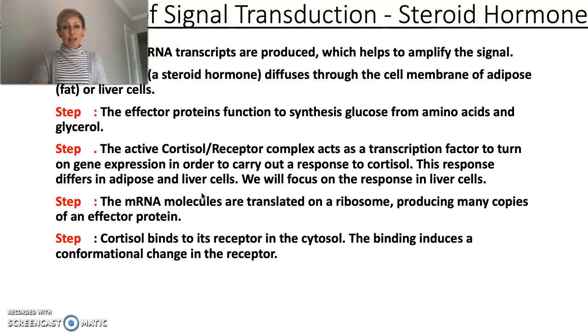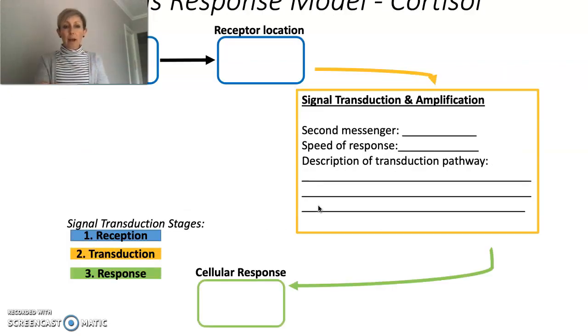And here is your sentence sort. So to summarize what we've just looked at, go through that slide again as many times as you want to, the animation, and then cut and paste these sentences into the right order. And see if you can get it to make sense. Again, you don't need to know exactly what's happening in this scenario. We're not going to test you on the exact signal transduction pathway that occurs when cortisol enters a cell.